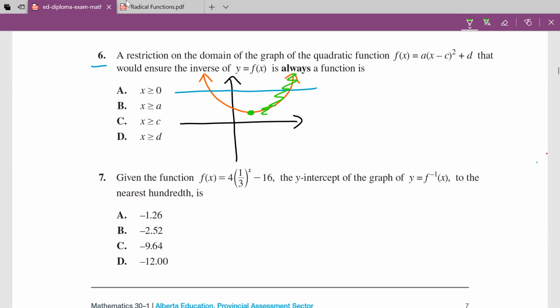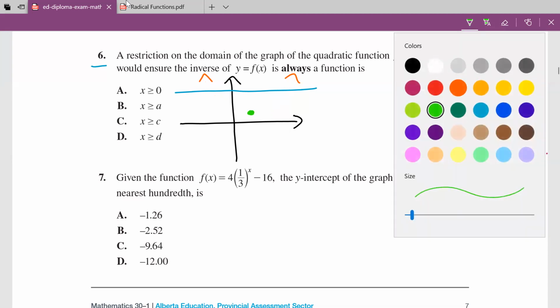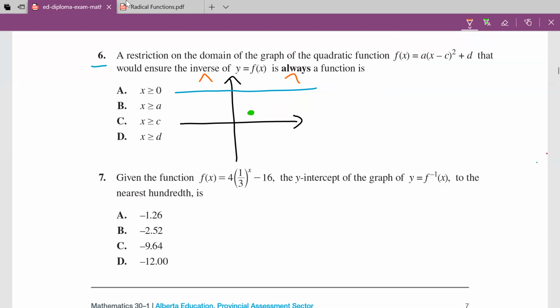Once. Since the horizontal line only crosses it once, the inverse will be a function. Okay, so I could cut off that half of the graph, or, similarly, draw that back in. Instead of cutting off that half of the graph, we could have cut off this half of the graph. Again, if I cut that off, my horizontal line is only going to cross the graph one time.